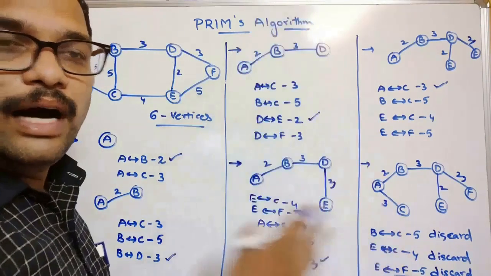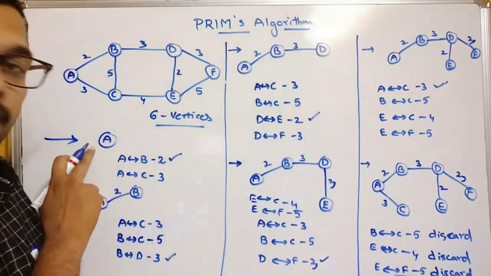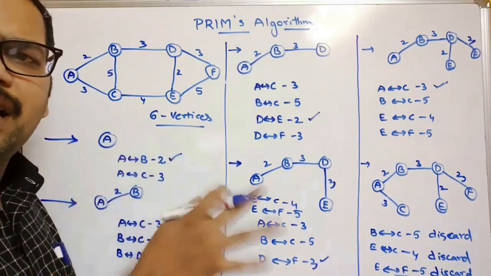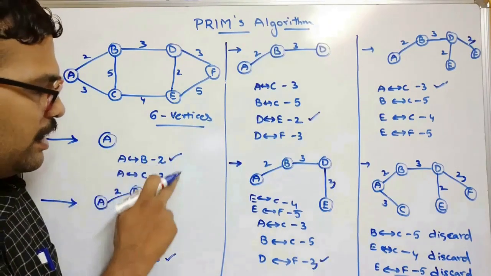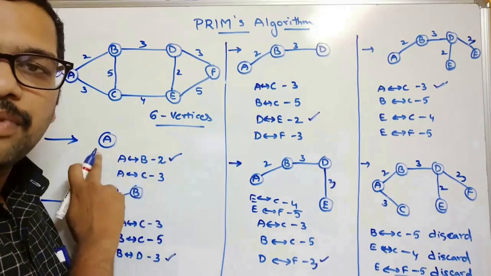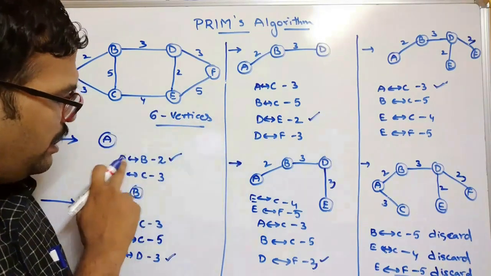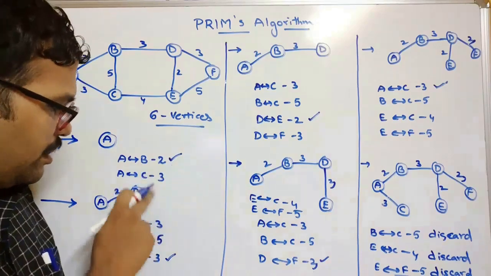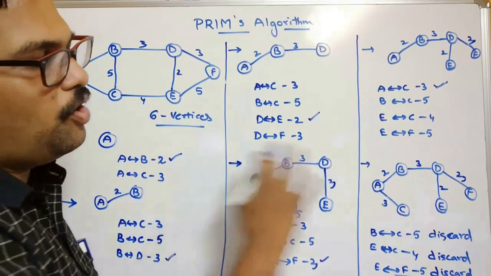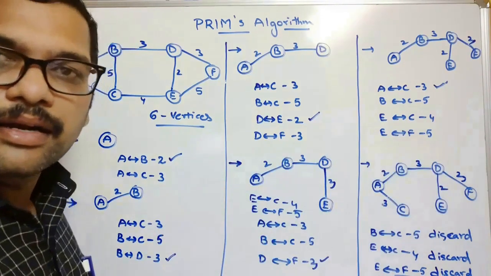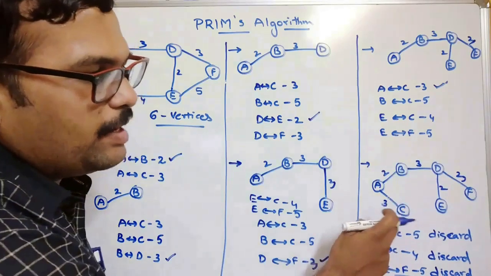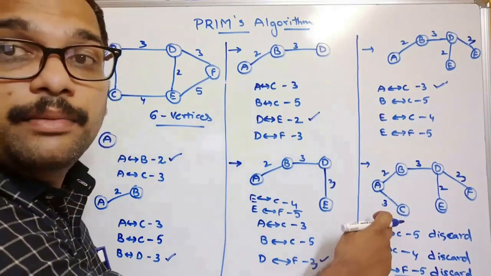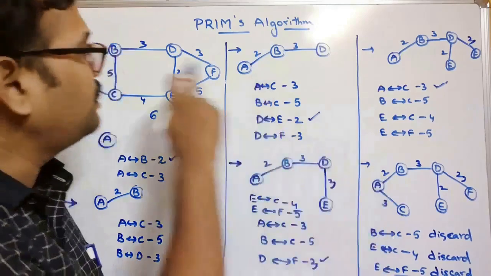So we have to consider from a single vertex. You can consider any vertex and consider all the edges from that vertex to new vertices, and consider the least weighted edge. Okay, and continue the process until all the vertices are connected. So this is the minimum cost spanning tree for the given graph.